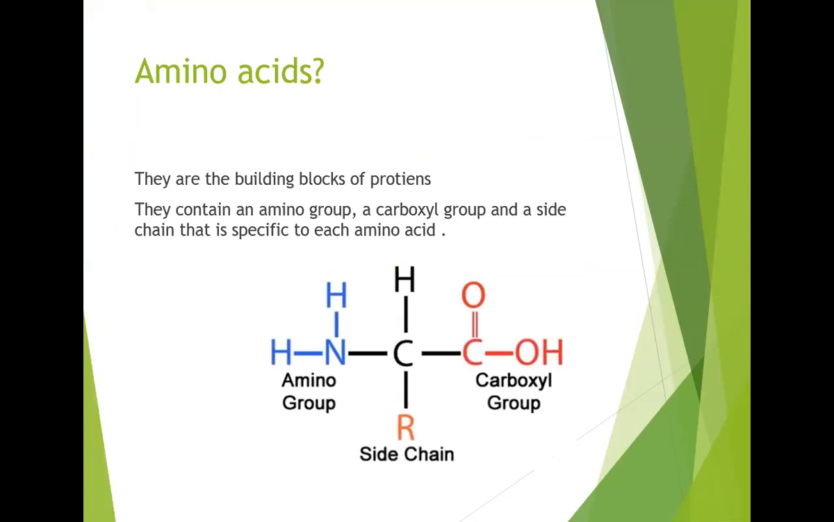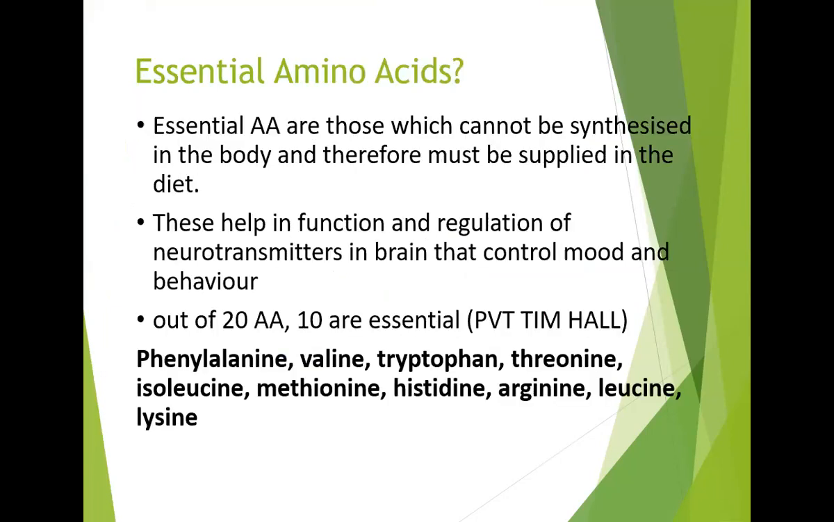Amino acids. Amino acids are the building blocks of proteins. They contain an amino group, a carboxyl group, and a side chain that is specific to each amino acid. Essential amino acids are those which cannot be synthesized in the body and therefore must be supplied in the diet. These help in function and regulation of neurotransmitters in the brain that control mood and behavior.